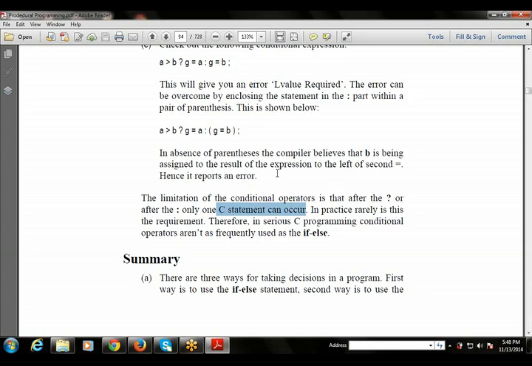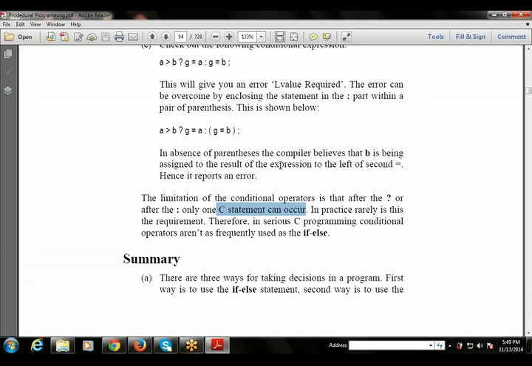Also, when we use a colon for the printing purpose, then only a single statement can be put after the colon. In practice, rarely is this the requirement. Therefore, in serious C programming, conditional operators are not used as frequently as if-else. That is, the conditional operator is not used frequently for large codes.